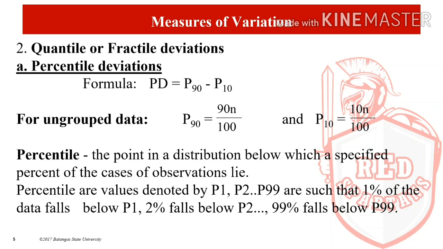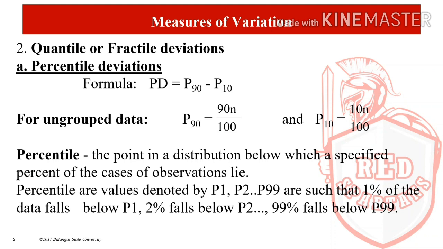So percentile is the point in a distribution below which the specified percent of the cases of observation lie. Percentiles are values denoted by P1, P2 up to P sub 99, such that 1% of data falls below P1, 2% falls below P2, and 99% falls below P99. So ang gagawin lang natin dito to find the percentile deviation, kukunin natin yung value or yung score na nag-fall dun sa P sub 90 at sa P sub 10. Then kukunin natin yung difference.